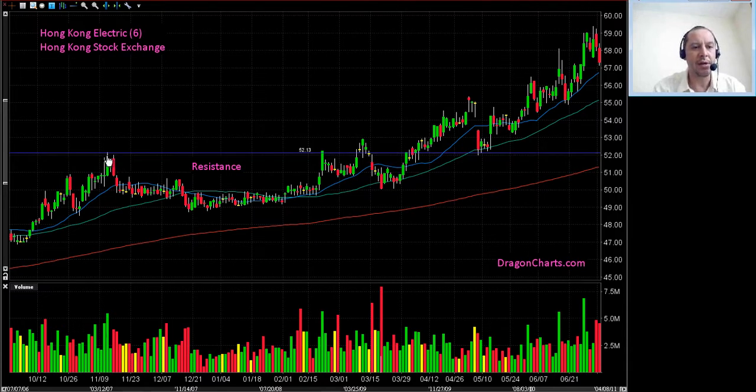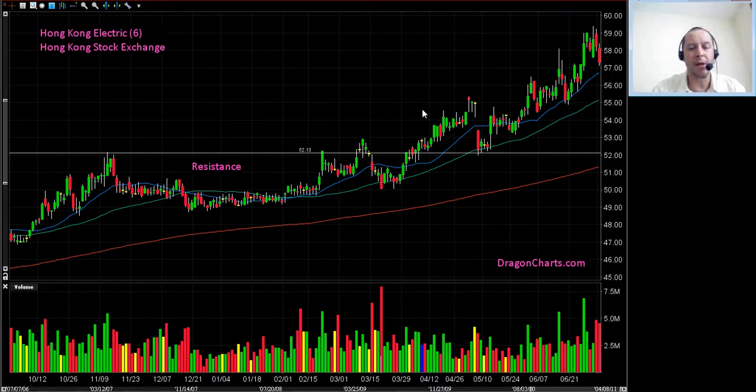Notice that this level right here formed the first resistance, and then several months later, 3 months later, the stock tried to get above this resistance, couldn't do it. Here, 2 weeks later, the stock tried to get above resistance. It did so for only 3 days and then failed, came back below resistance, and then finally, 5 months after the first resistance level was formed, the stock moved up above that resistance level.